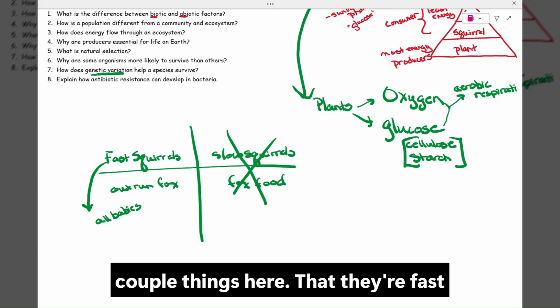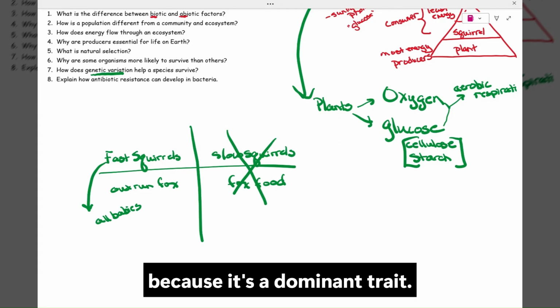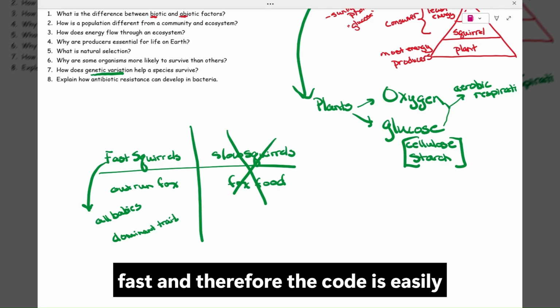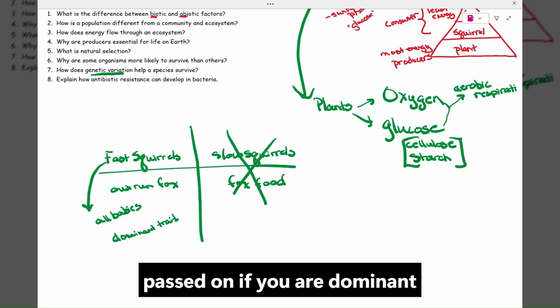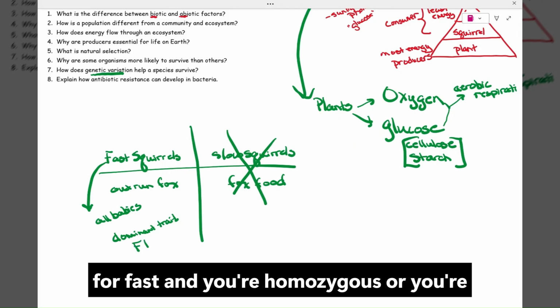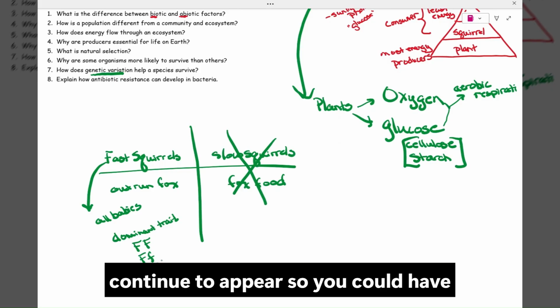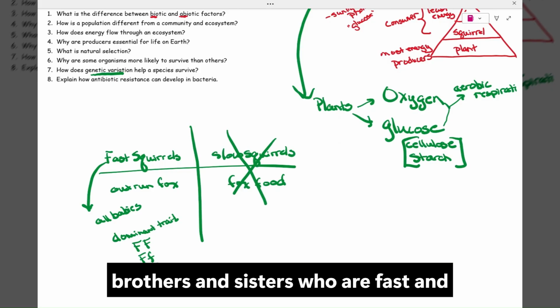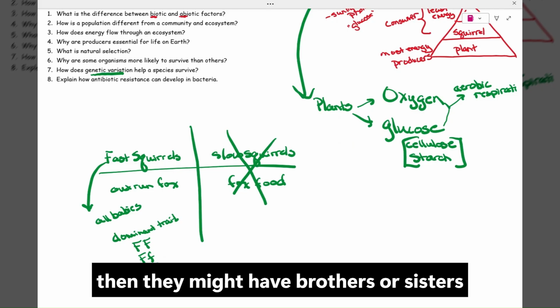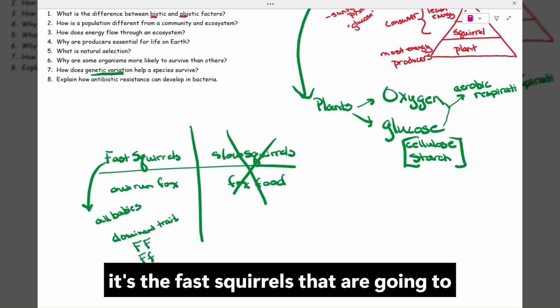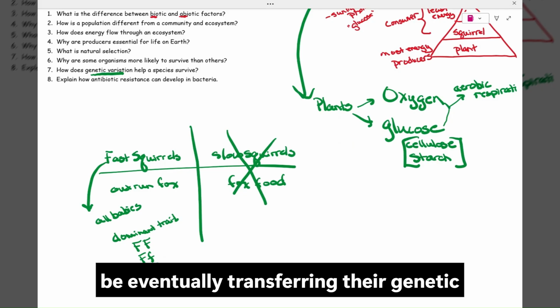We're assuming a couple things here: that they're fast because it's a dominant trait. Could be a dominant trait and they're fast. And therefore, the code is easily passed on if you are dominant for fast and you're homozygous or you're heterozygous. That little f, though, could continue to appear. So you could have brothers and sisters who are fast, and then they might have brothers or sisters who are slow within that same group. But it's the fast squirrels that are going to be eventually transferring their genetic code on.